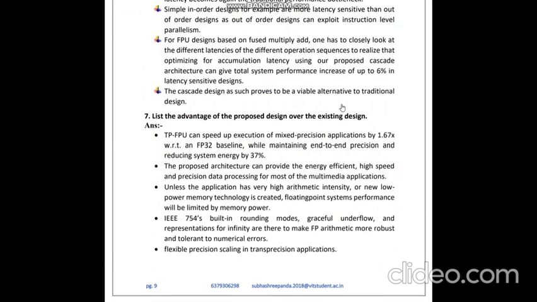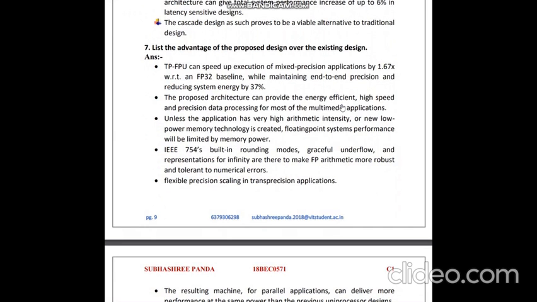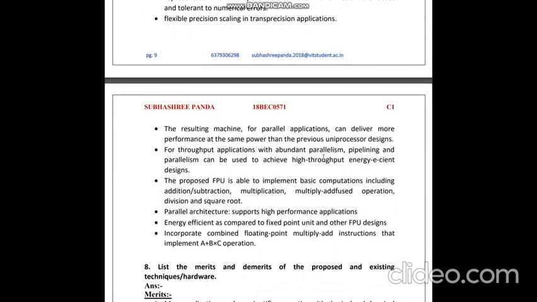Now coming to the advantages of the proposed design over the existing design. Obviously, it can speed up the execution of mixed precision applications. Then it can provide energy efficient, high speed and precision data. Then the application has very high arithmetic intensity, or a new low power memory technology is also created, and due to this floating point system performance will be limited by memory power. So this goes on like this.